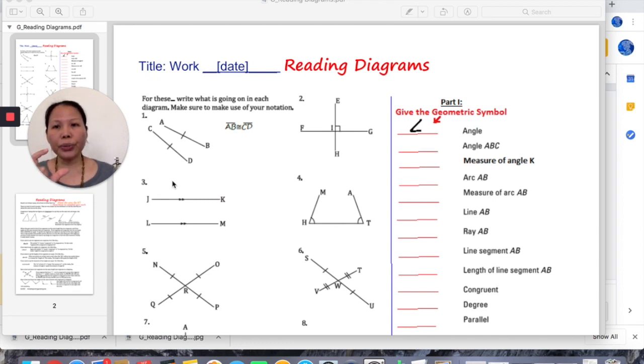However, we're using letters and we are saying segment AB with the dashed line on the top. Segment means that it ends there. It doesn't extend forever in both directions. So you can see the answer for number one is that segment AB is congruent to segment CD. And how do we know it's congruent? Because of the tick mark.